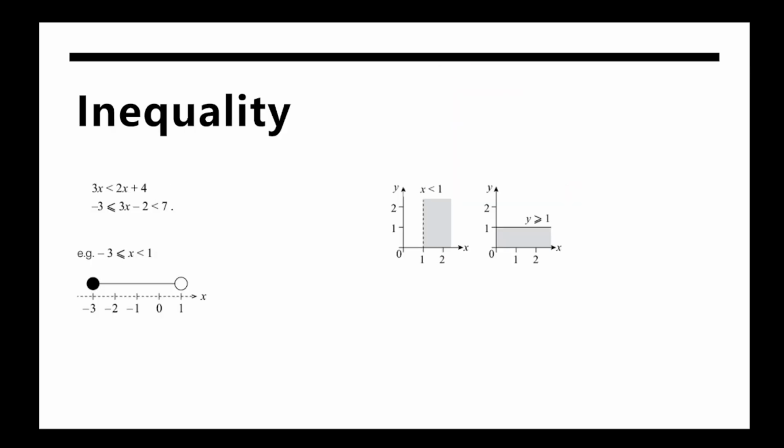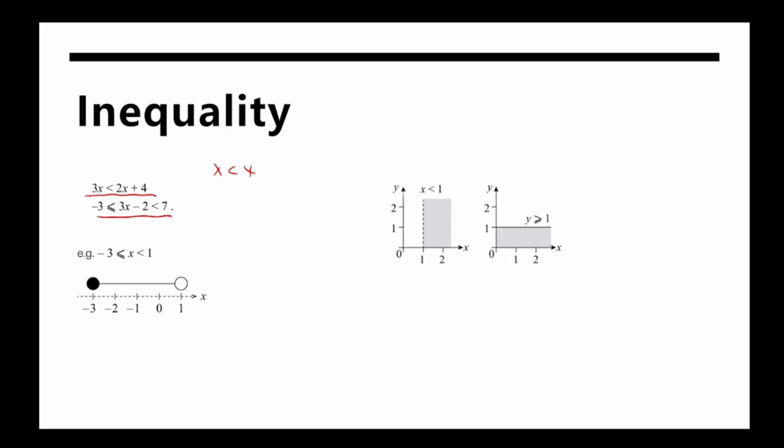Now move on to inequality. A typical inequality would be something like this. And you can solve it arithmetically, or you can graph it. So for the first example, it's pretty easy to solve. You just minus 2x on both sides. You'll get x smaller than 4.